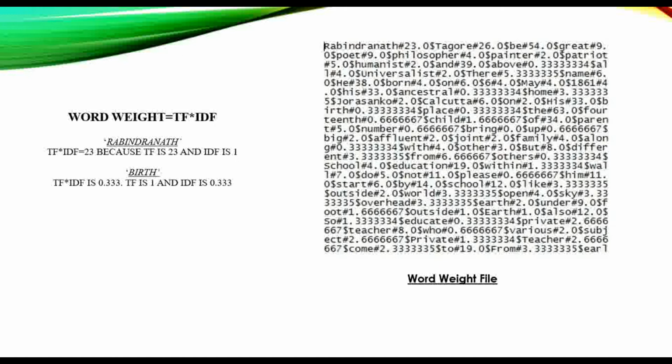Weight is calculated by the formula TF into IDF, and the summation of individual word weights is later done to obtain the sentence weight, thus allowing recognition of the most informative sentences within the document. The form in which data was plotted can be seen in this diagram.